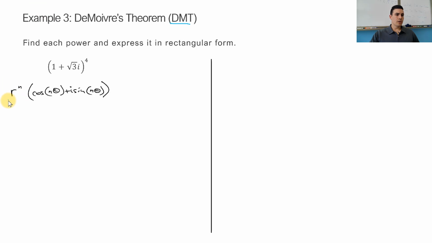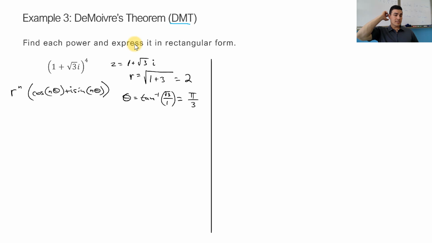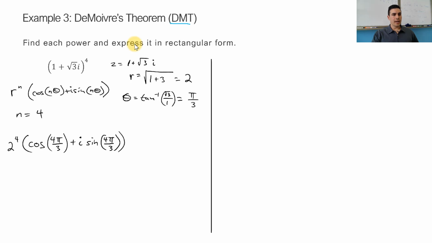We're going to go ahead and use r raised to the n, cosine n theta plus i sine n theta. I know that z, my actual complex number, is going to be just what's inside my parentheses here, right? So my r value would be the square root of 1 plus 3, which is going to be 2. And my theta value is going to be the inverse tangent of root 3 over 1, which is just pi over 3. So my n is 4. We can go ahead and just start plugging these values in. So I'd have r raised to the 4th, so 2 to the 4th, cosine of 4 pi over 3, plus i sine of 4 pi over 3.